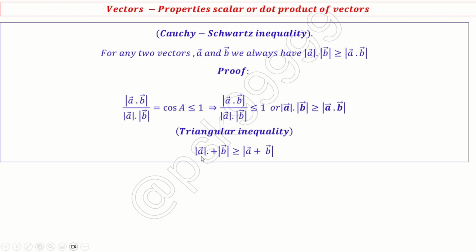Triangular inequality: the sum of the magnitudes of two vectors is greater than or equal to the magnitude of the sum of the vectors. Okay, so these are the simple formulas based on scalar products.